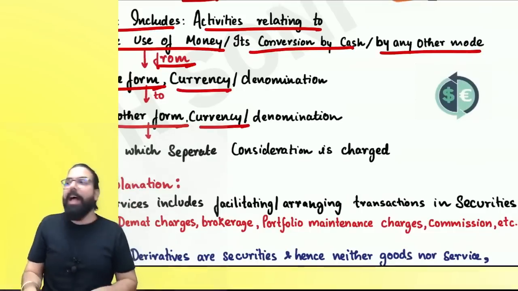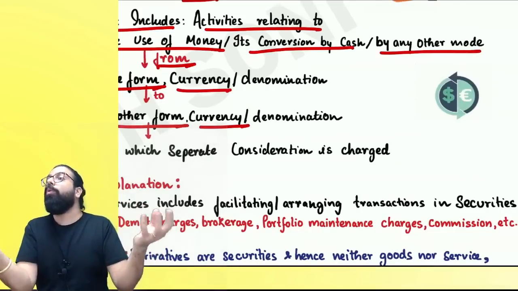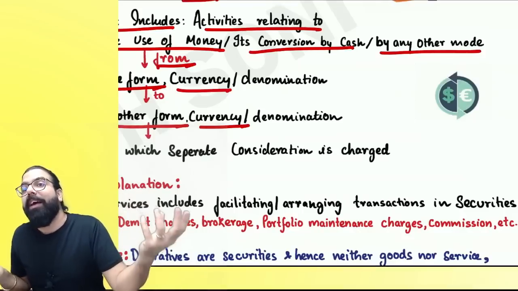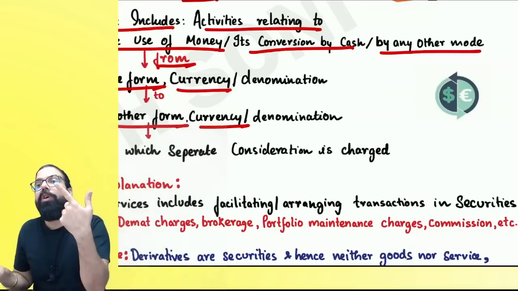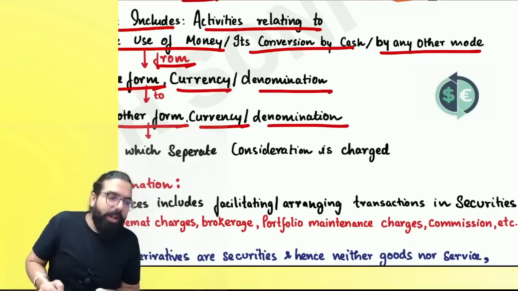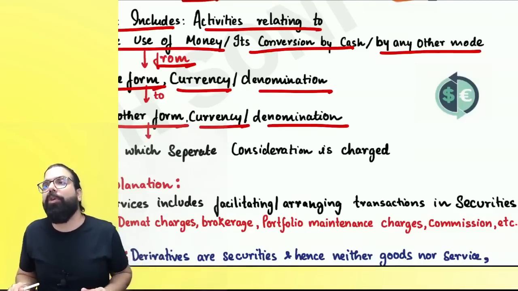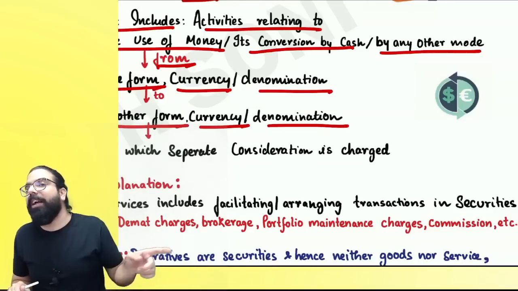One currency to another. I gave the bank dollars and received INR, or I gave INR and received dollars. What is the bank activity? It's a service activity of converting one currency to another, or one denomination to another. I gave a 2000 rupee note to the bank and received twenty 100 rupee notes. What is it, everyone? It's a service activity by the bank.